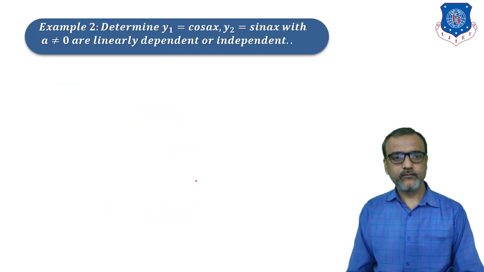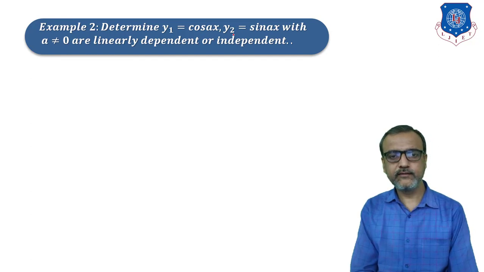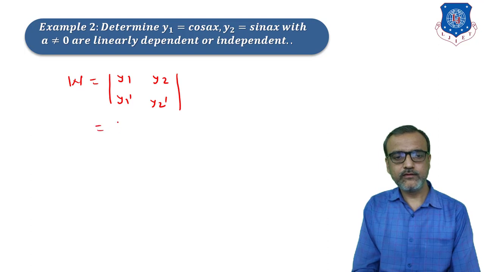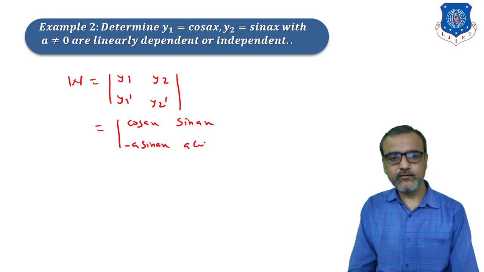Okay, now example number 2, determine whether y1 = cos ax, y2 = sin ax, with a not equal to 0, are linearly dependent or independent. Here we will find the Wronskian determinant W, that is y1, y2 in the first row, y1 dash, y2 dash in the second row. So y1 is cos ax, y2 is sin ax. Now the derivative of cos ax is minus a sin ax, and the derivative of sin ax is a cos ax.